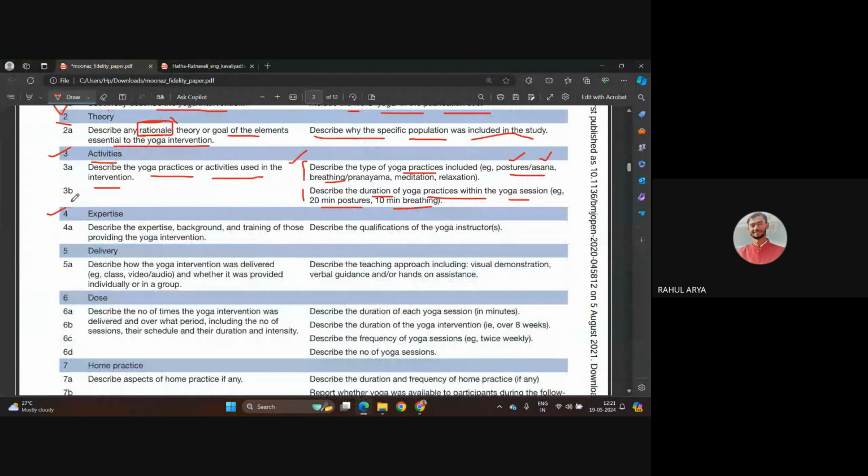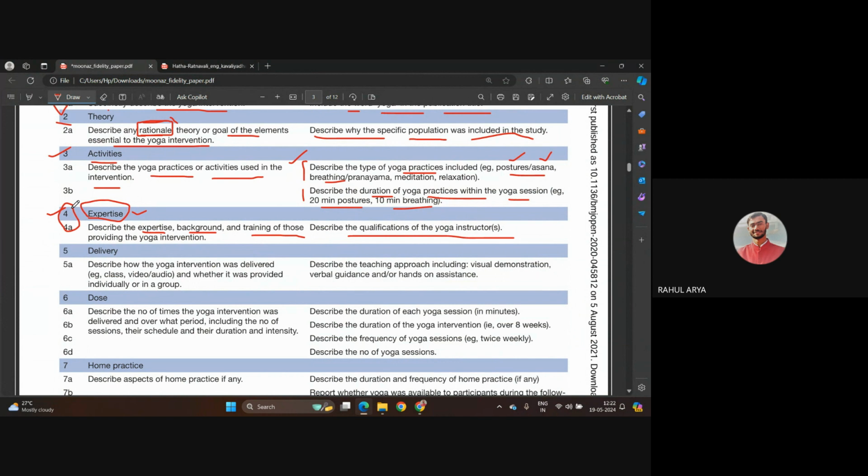Point number 4: expertise. Here we have to describe the expertise of the instructor: the background, training, and qualification of the yoga instructors. Many papers miss this point. It's a very important thing. I noticed that half of the yoga studies are not mentioning this point.